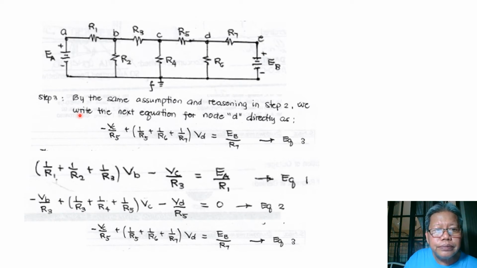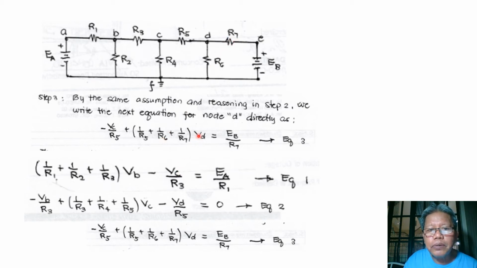Now, for the next node, we have node D. So again, using our shortcut technique, we write first V_D, and then we multiply V_D by the sum of the reciprocals of resistances connected to D. So we have 1 over R5, then we have 1 over R6, and 1 over R7.